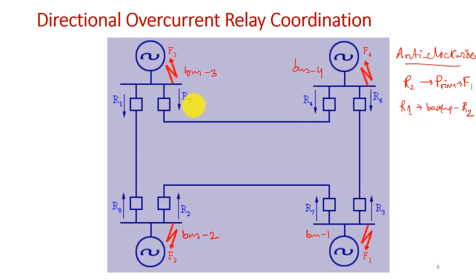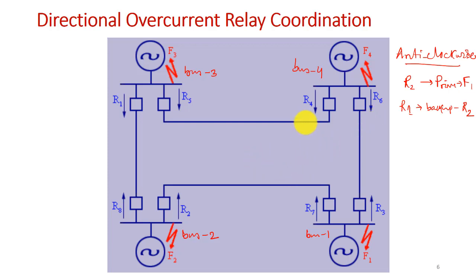Similarly for fault F3, R4 will act as primary protection, and to R4, R3 will act as backup protection. Similarly for fault F4, R3 will act as primary protection, and to R3, R2 will act as the backup protection. This is your cycle, right?